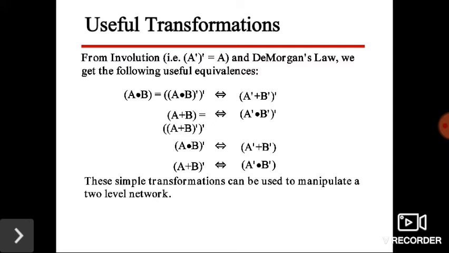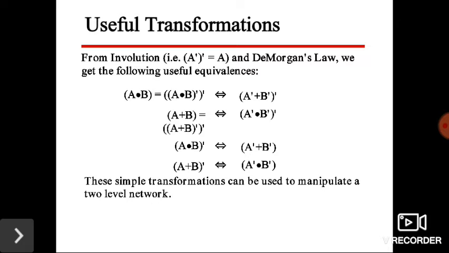For involution, the complement of the complement of A equals A. We already know that. And from De Morgan's law, we get the following useful equivalences. A dot B we can write as the complement of the complement of A dot B, and again the double bar gives us back A dot B. This we can again write as the complement of A bar plus B bar.